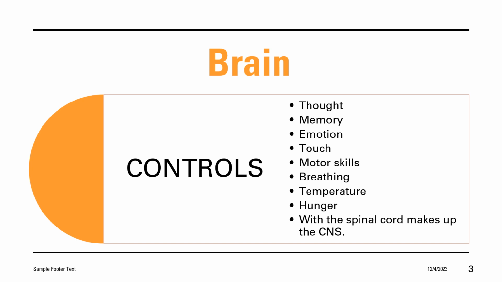First, we'll talk about your brain. As you know, this controls your thoughts, memories, emotions, helps you touch, your motor skills. Your brain is what controls your breathing and helps regulate body temperature. Your brain will tell you when you're hungry, even though sometimes we know we're bored and we think we're hungry, but we're not. And the spinal cord with the brain makes up the central nervous system.